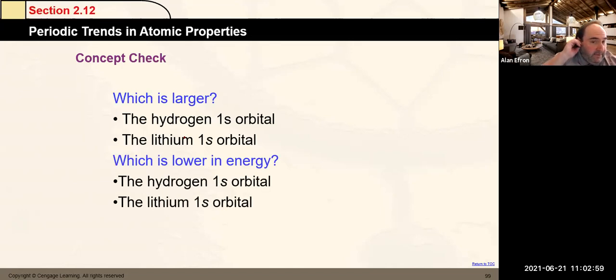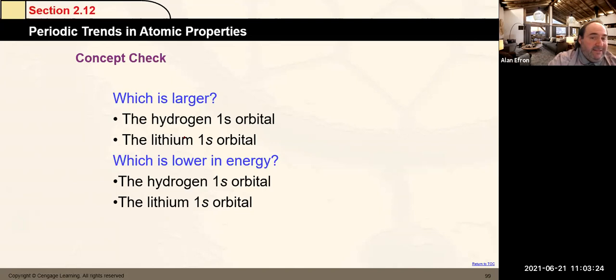So here we got a couple of different questions, which is which one is larger, the hydrogen 1s orbital or the lithium 1s orbital? So let's start with that question. Which one is larger? Is it the hydrogen 1s orbital, or is it the lithium? And the answer is it's going to be the hydrogen 1s orbital.